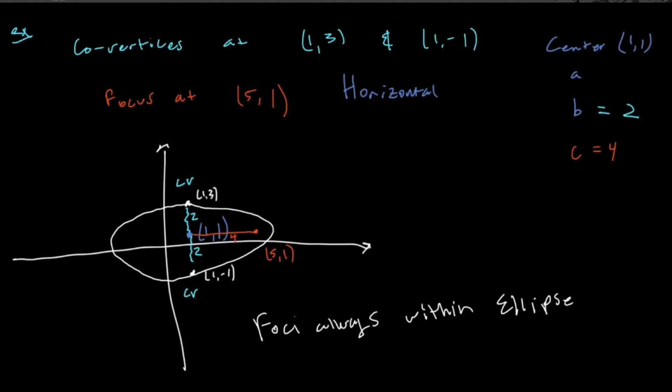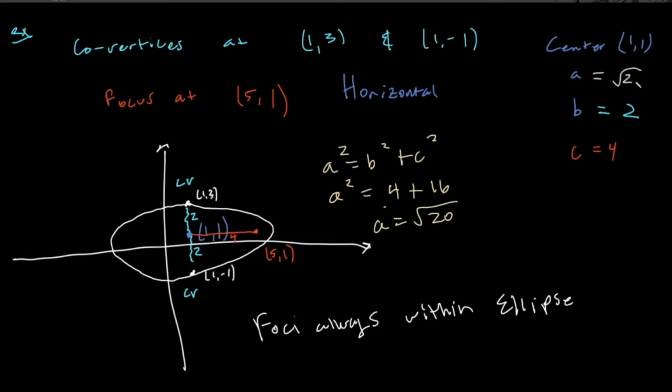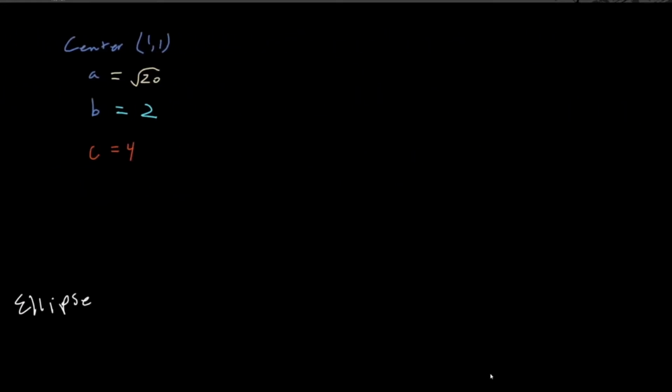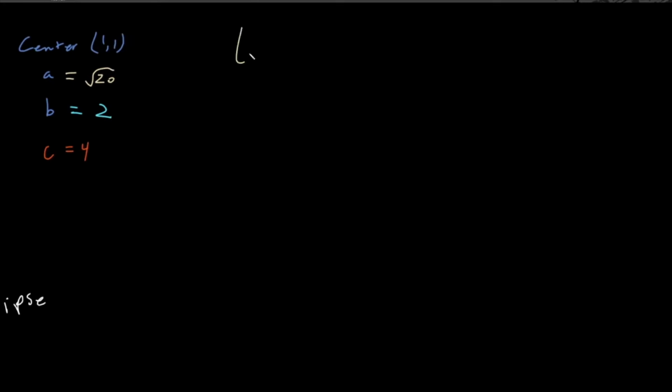So now we're only missing A. We have that Pythagorean theorem from earlier. A squared equals b squared plus c squared. So a squared must be 4 plus 16. So a equals root 20. This simplifies, but I'm not going to simplify it, and you'll see why. So now we have everything we need. I'm just going to go ahead and write my equation. So I get x minus 1 squared over a squared, which is 20, since it's horizontal, so a goes with x, plus y minus 1 squared divided by b squared, which is 4, equals 1.